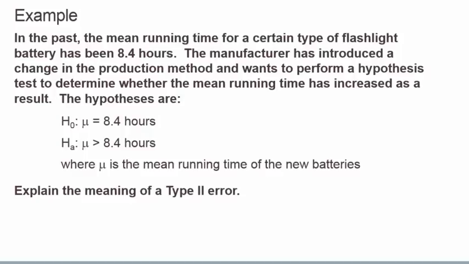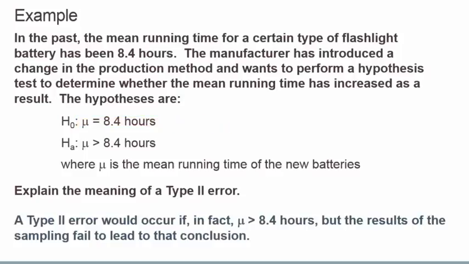For a type 2 error, we do not reject H sub 0, meaning mu does equal 8.4 hours. However, when you make a type 2 error, that means H sub 0 was actually false, and our conclusion should have been mu is greater than 8.4 hours. A type 2 error would occur if in fact mu is greater than 8.4 hours, but the results of the sampling fail to lead to that conclusion.